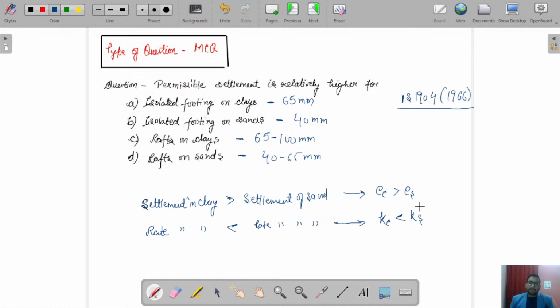Now the ease with which water can drain out from your soil depends upon the property of permeability of soil, right? The permeability of sand is more than the permeability of clay. That's why the rate of settlement for sand will be more than the rate of settlement in clay. For this you can also refer to this figure.